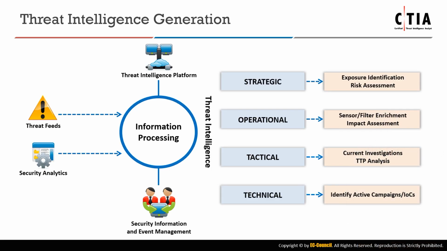So with threat intelligence generation, we have strategic, operational, tactical, and technical. Strategic is exposure for identified risk assessment. Operational looks at sensors. We filter to make sure that we understand the specific impact, and we put that into impact assessment. With tactical, we're looking at current investigations, TTP analysis. With technical, we're looking to identify active campaigns, IOCs.